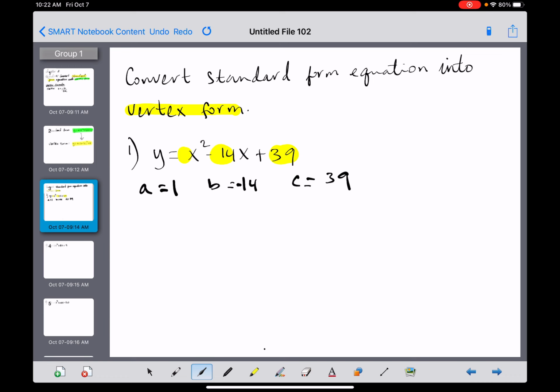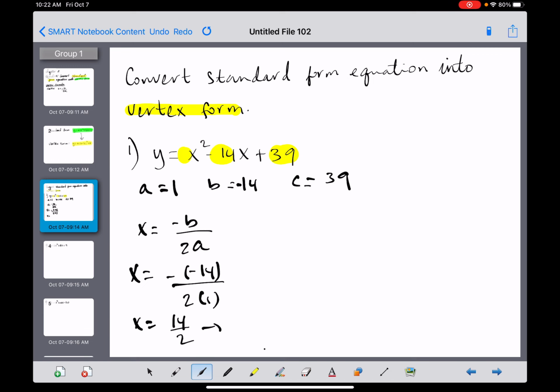Now I'm going to plug it into the formula negative b over 2a. So x equal to negative b, which is negative 14, over 2a, which is 2 times 1, right? So x equal to negative, and negative negative 14 is a positive 14 over 2, which is x equal to 7. Okay, so now we found half of it.